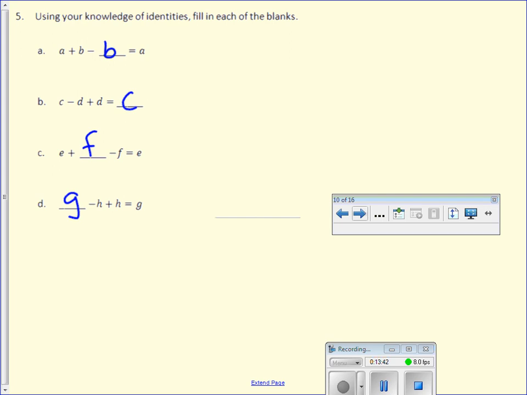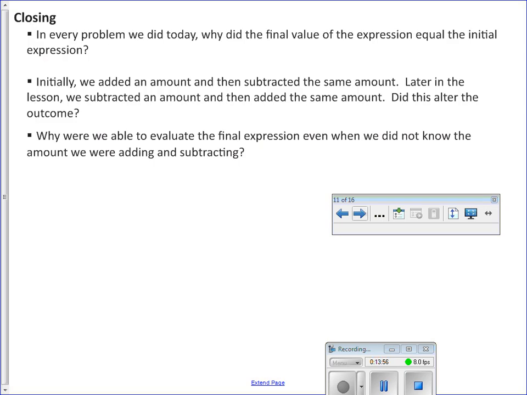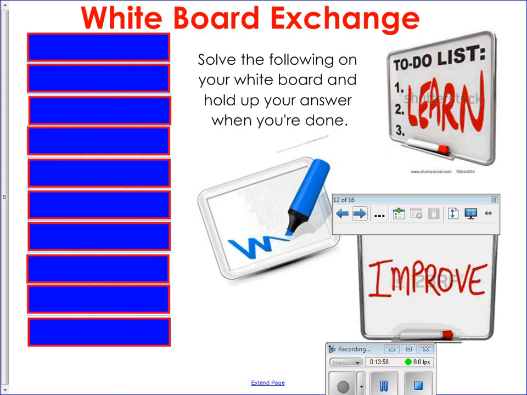Questions on any of these? No. Your homework is the problem set on page 3. But right now, I want everybody to clear their desks and take out a dry erase board, an eraser, and a marker, and we're going to do some whiteboard exchanges.